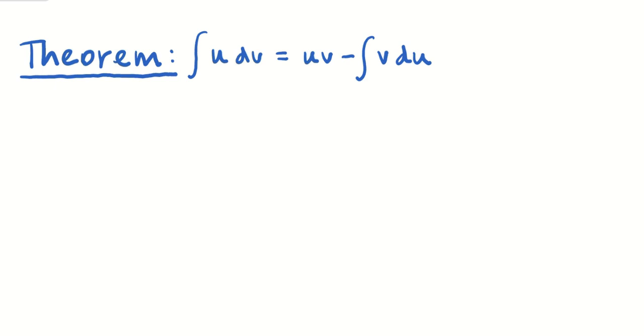In this video, I'm going to be proving the integration by parts formula. That's the integral of u dv is equal to u times v minus the integral of v du. And since this is a kind of a product rule for anti-differentiation, I'm going to just start with the product rule for derivatives.